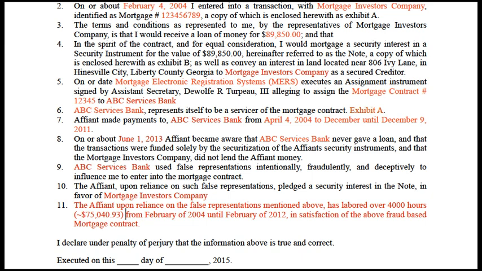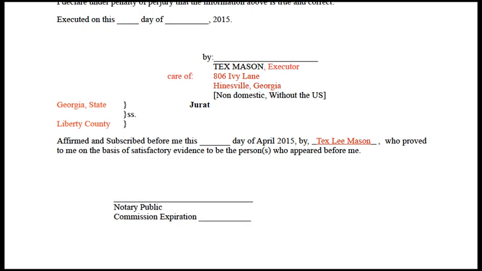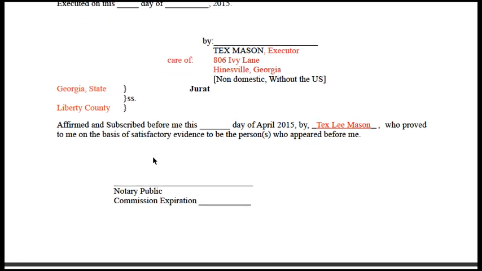Okay, but anyway, I said I labored for 4,000 hours from February 2004 to February 2012 in satisfaction of the above fraud-based mortgage contract. I declare under penalty of perjury that the information above is true and correct, executed this whatever day of whatever. This is an affidavit, so the notary signs it.